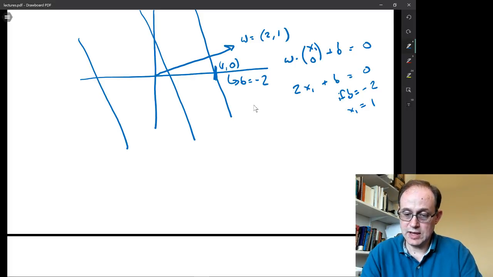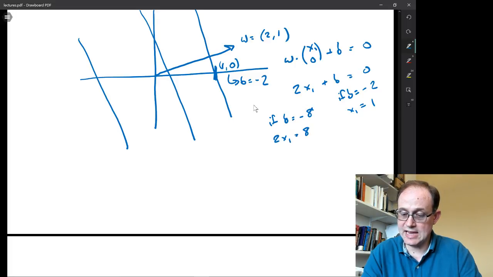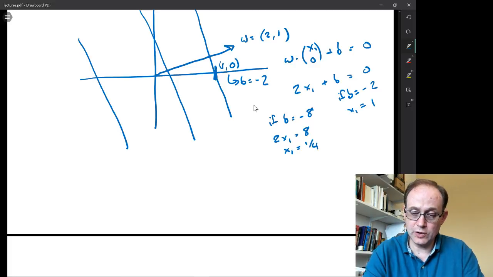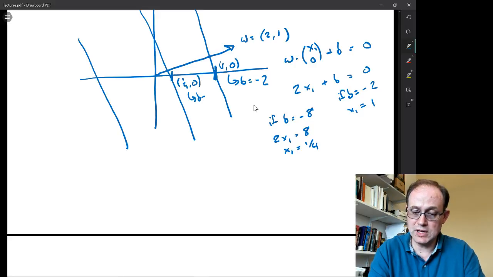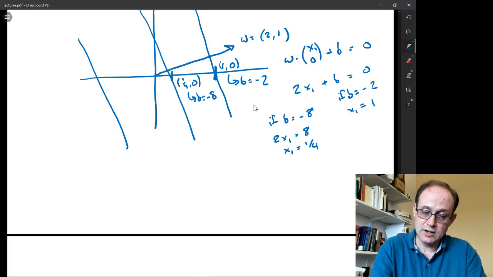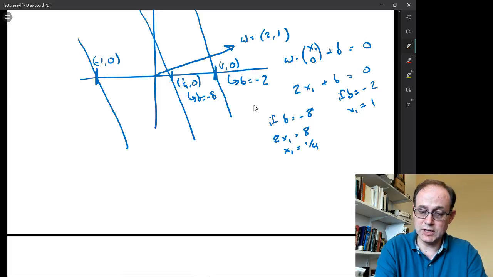Whereas let's suppose instead b equals -8. Then 2x1 equals 8, so x1 is equal to 4. So this here would correspond to (4, 0), and it would correspond to b equals -8. Whereas over here, this line might correspond to an intersection at (-1, 0), which would correspond to a value of b equals +2.